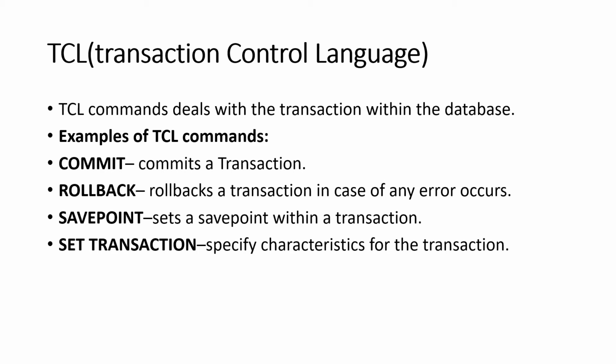Suppose we have a transaction of 100 lines. After every 50 lines or after 30 lines we can apply a savepoint, so that if an error comes at the 59th position, then the first 30 lines are saved, and next we only have to run the remaining lines up till 59. So next is set transaction. It specifies characteristics for the transaction.